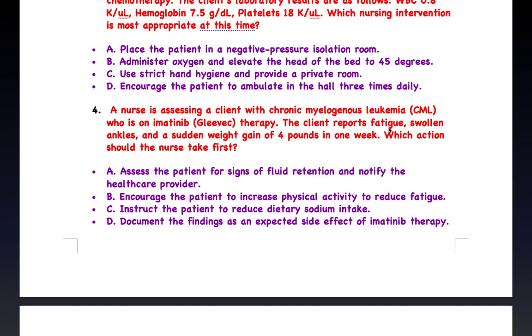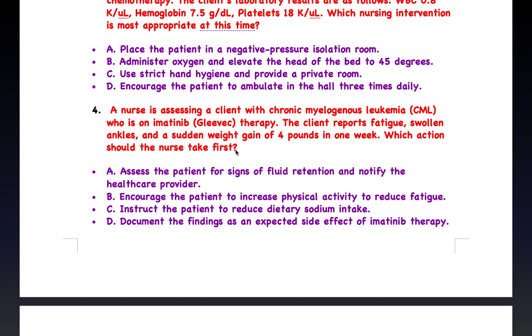The client reports fatigue, swollen ankles, and a sudden weight gain of 4 pounds in 1 week. Which action should the nurse take? Look, there's some medication you will never have seen before, but the board will ask you. They will give you a bunch of information in the question to help you. I give you imatinib, and I give you signs and symptoms of fluid overload. What do you think you should do? Manage fluid overload. Don't say, oh, I don't know this medication, so I'll pick any answer choice.